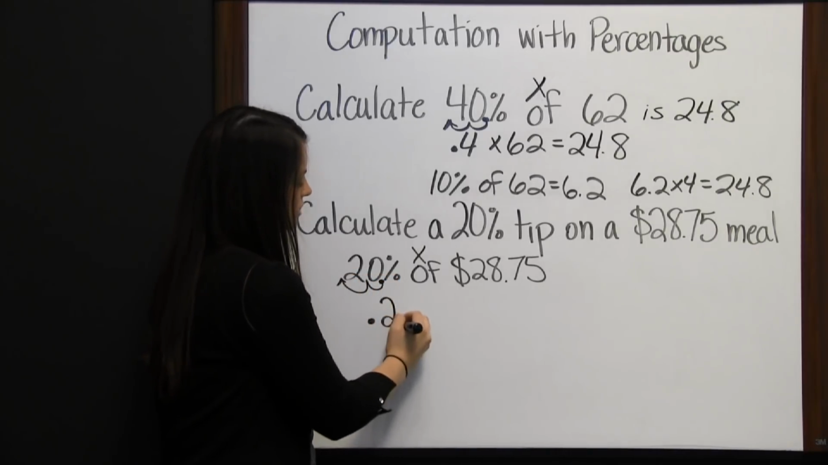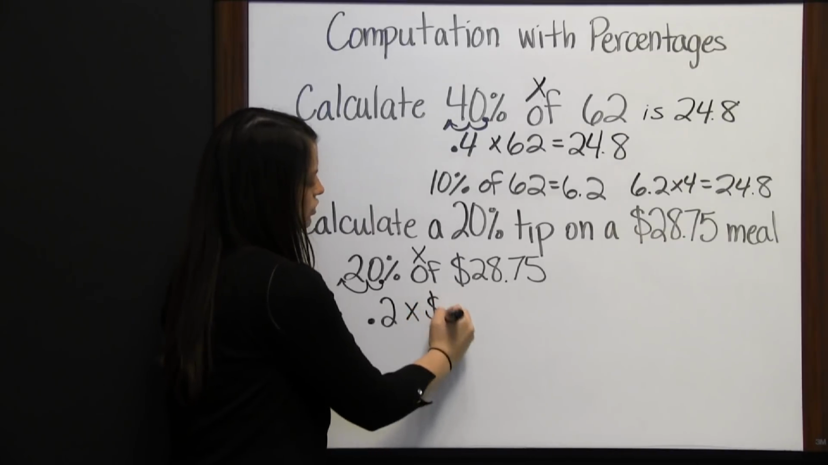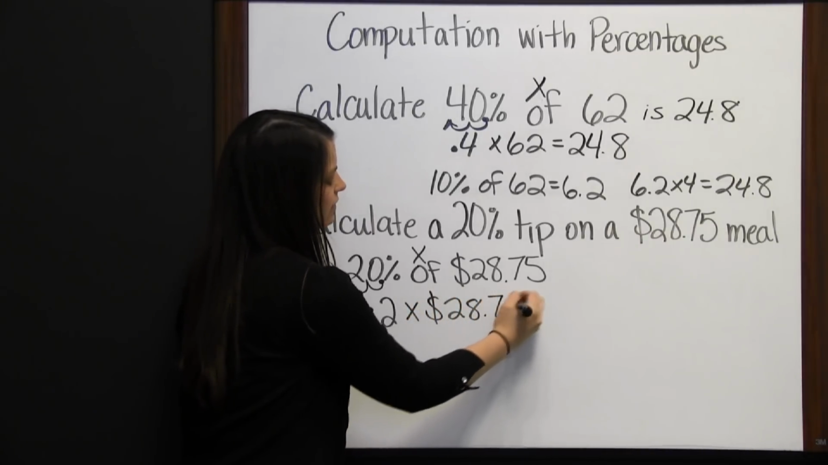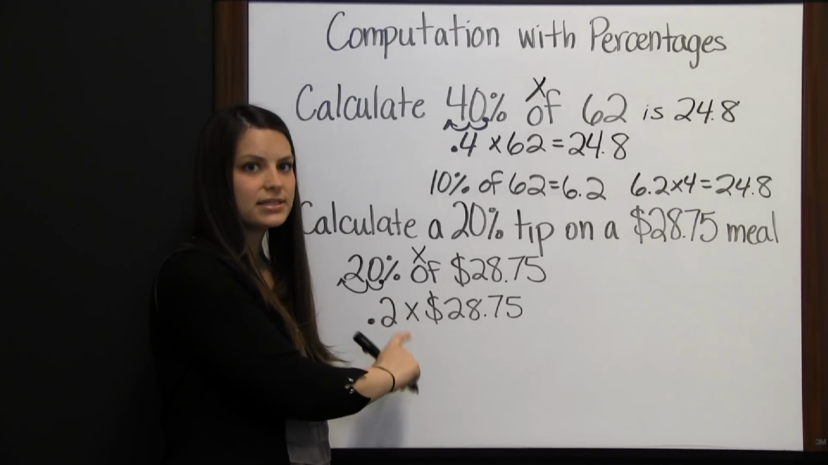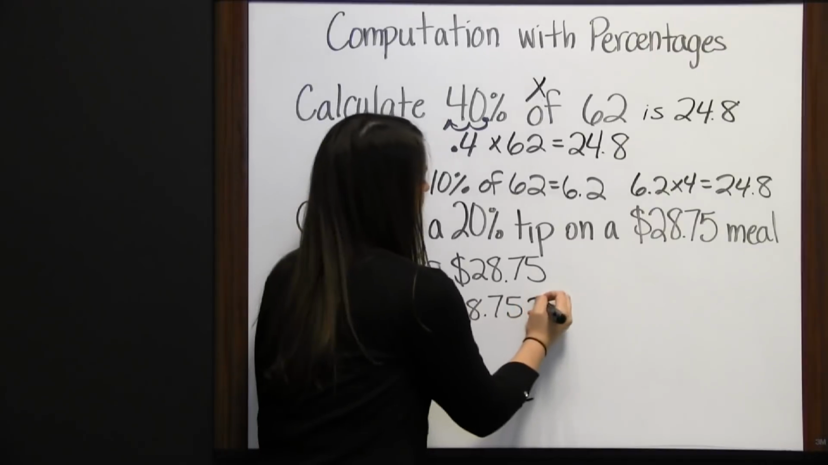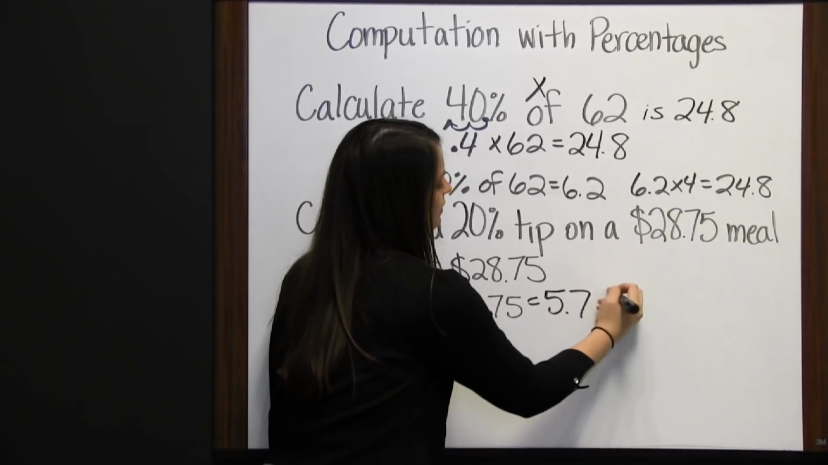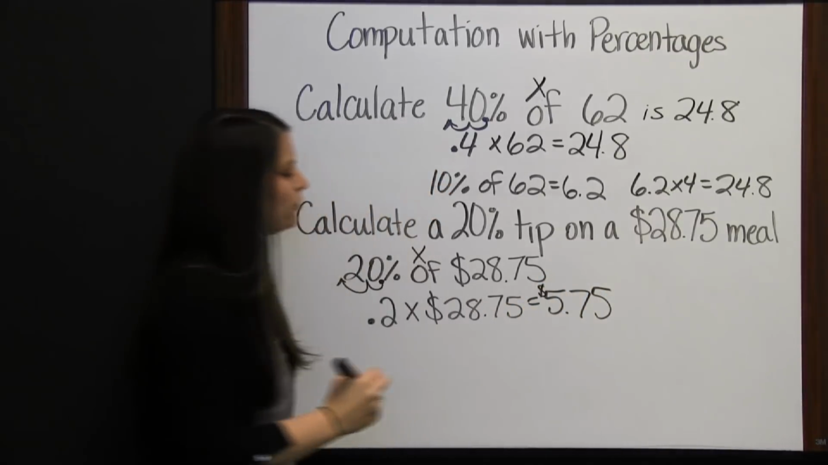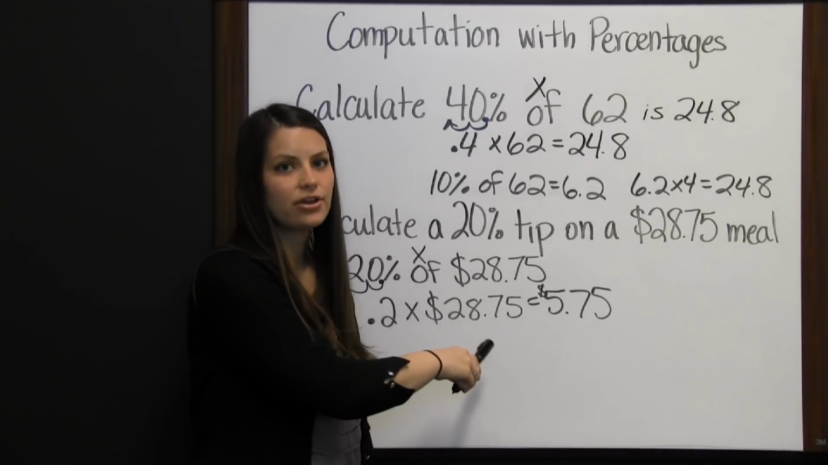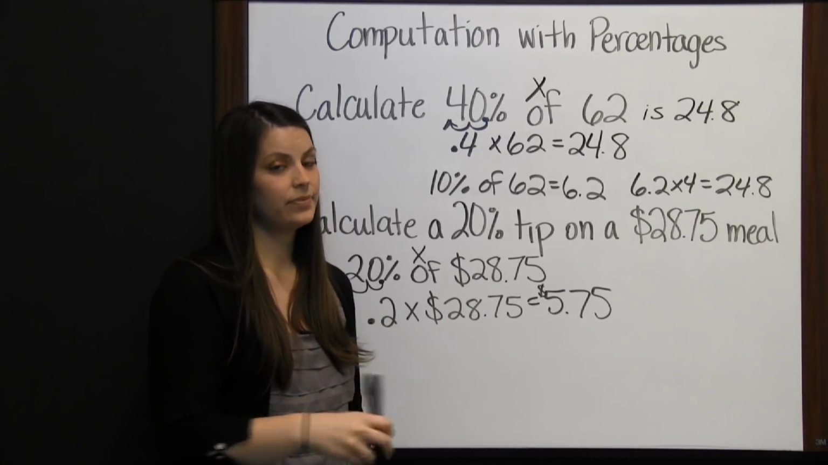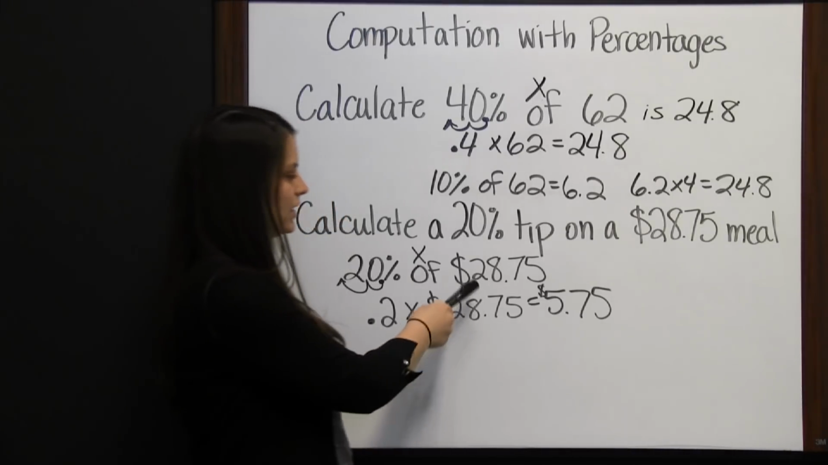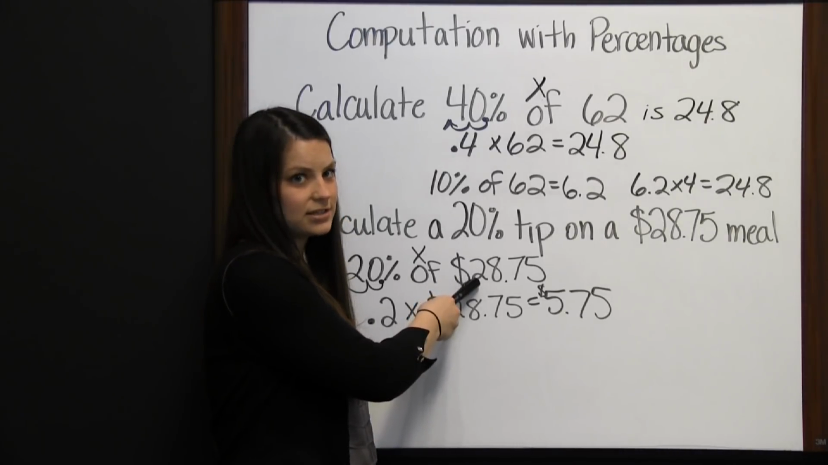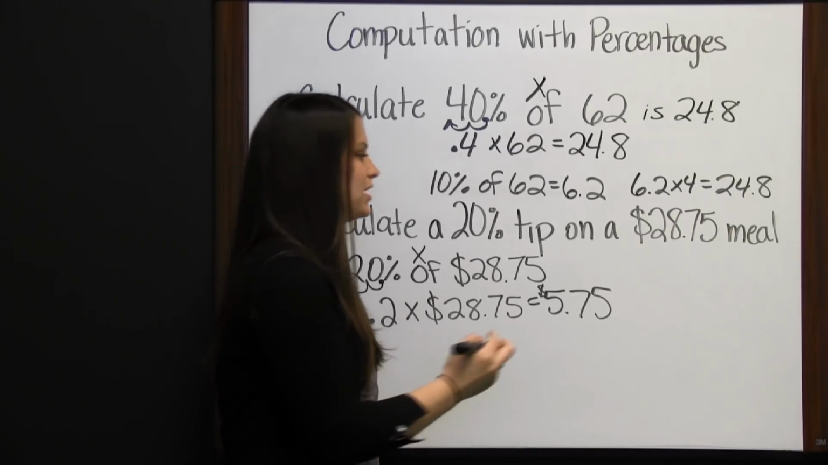So we're really doing 2/10 times $28.75. And 2/10 times $28.75 is $5.75. So we would need to leave them a $5.75 tip. What would our total bill be? Well, our total bill would be how much our food costs plus how much we're leaving in a tip.